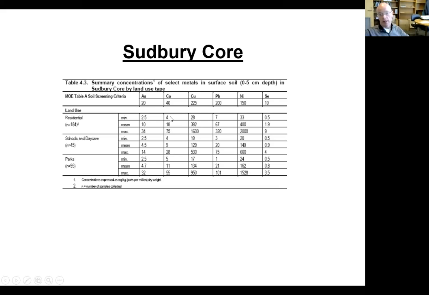Cobalt, the average was 18, so the guideline is 40. Again, a few samples exceeded the guideline. But once we start to get to copper and nickel, you'll see that the average is almost 400 parts per million, whereas the guideline is 225 in Ontario, and some almost 2,000 parts per million. And then with nickel, again, the average is 400, whereas the guideline is 150. So basically, they exceed the generic criteria. So that meant something had to be done.